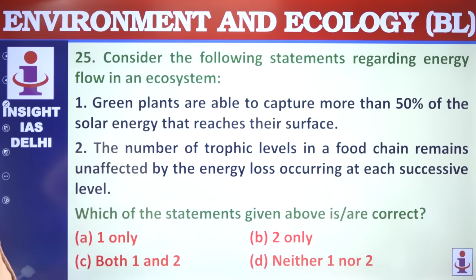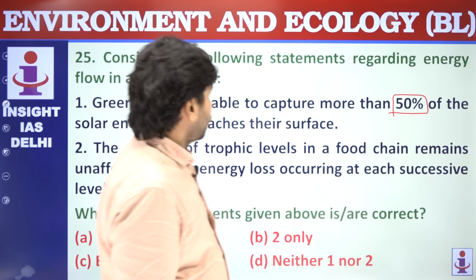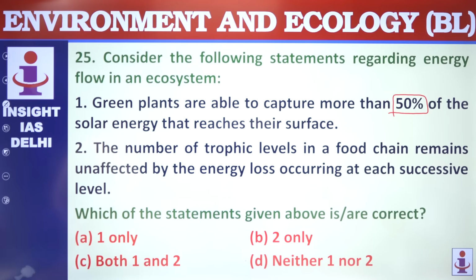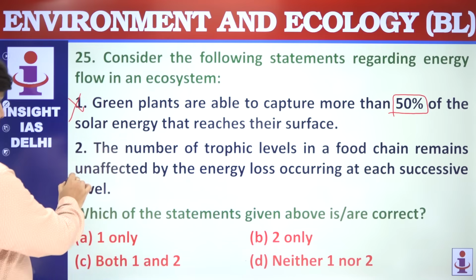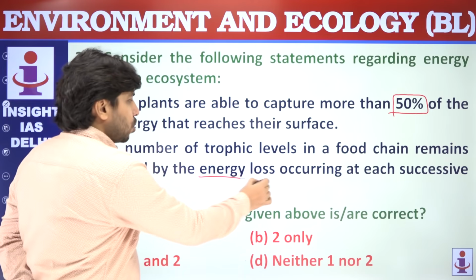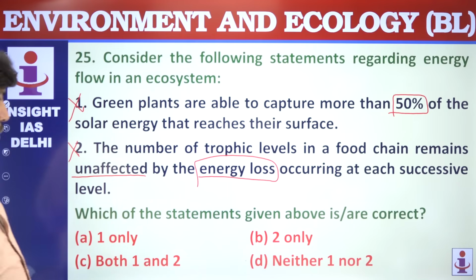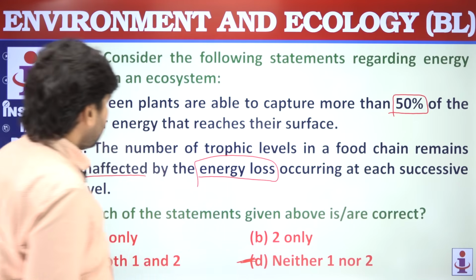Regarding energy flow, green plants are able to capture more than 50% of solar energy. No, not more than 50%. Hardly 1-2% of solar energy is captured by green plants. Statement 1 is not correct. The number of trophic levels in a food chain remains unaffected by the energy loss occurring at each successive level. How can it remain unaffected? Because of energy loss, how can the trophic levels remain unaffected? So statement 2 is also not correct. Neither 1 nor 2, so option D will be your correct answer.